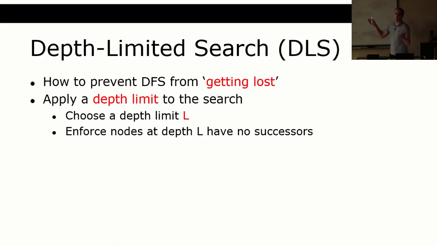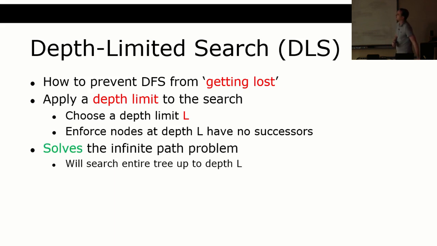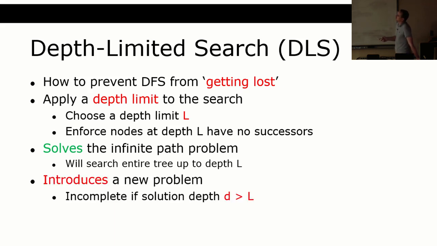We could do this in a number of different ways. You can just say if depth is greater than L, then stop, or you could say there are no successors past L. This solves the infinite path problem because it will search the entire tree up to depth L, but nothing more. So we can't go AB, AB, AB, AB. If our max depth L is 4, it will go AB, AB, but then it'll stop because we've already gone 4. But it introduces a new problem: even though it will search all the way up to L, it will never go past L. So if the solution is at a depth bigger than L, we will not find that solution.